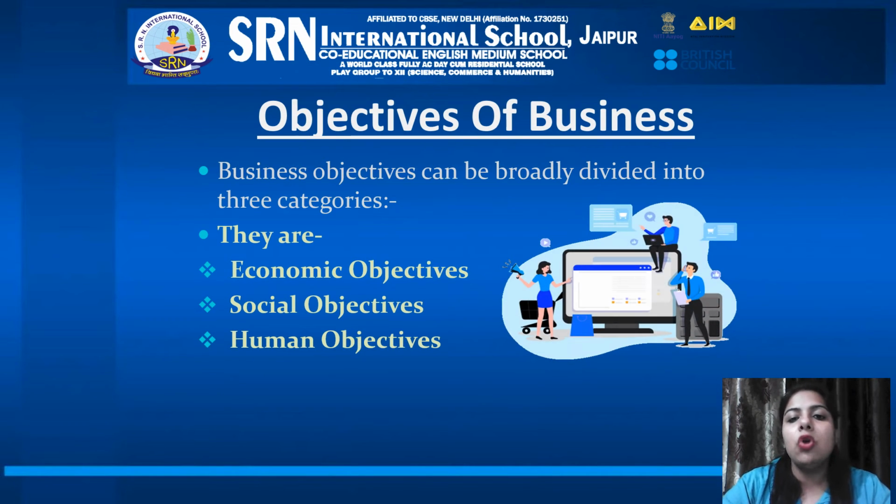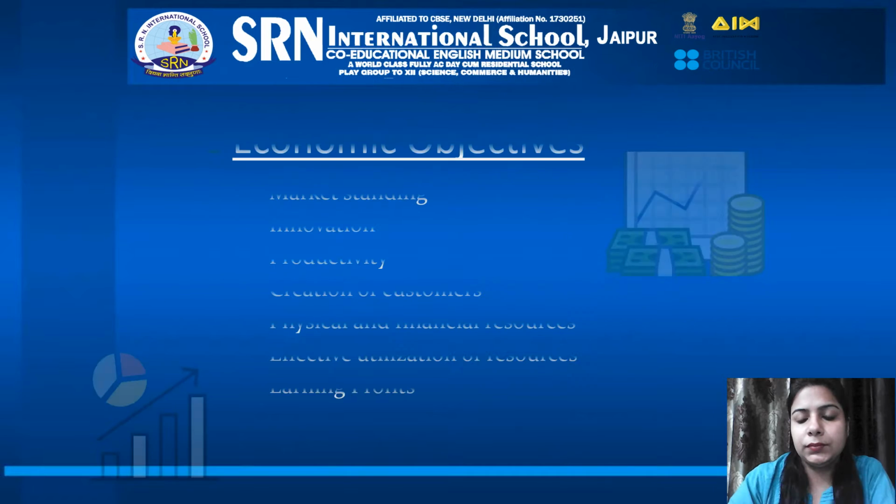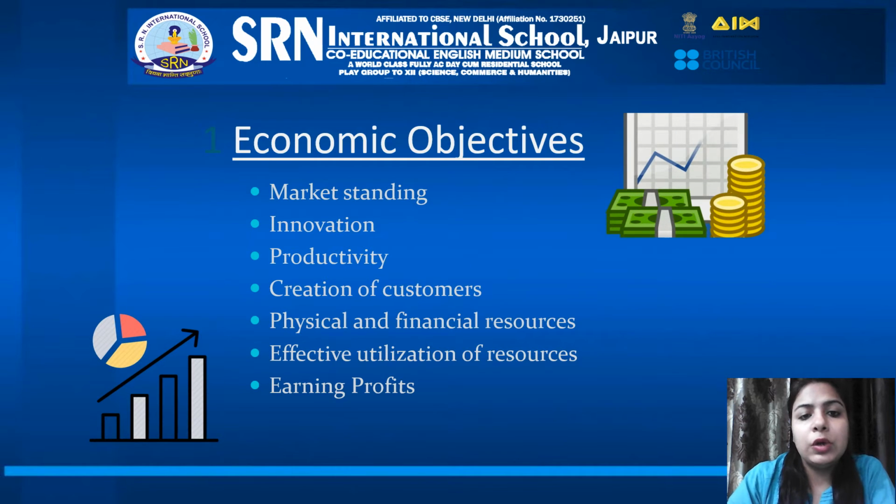Now let us discuss the objectives of business. Business objectives can be broadly divided into three categories: economic objectives, social objectives and human objectives. Now let us discuss the economic objectives of the business. Any business organization has two types of objective. The first is the economic objective and the next is the social objective, which we'll discuss in the next slide.